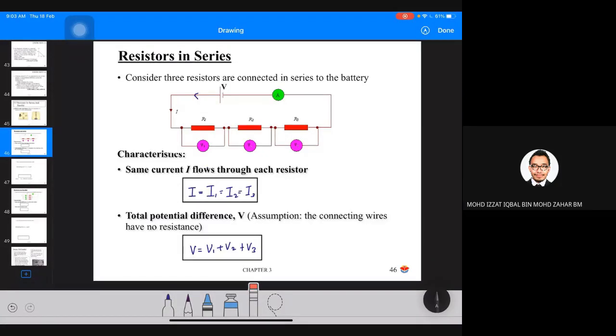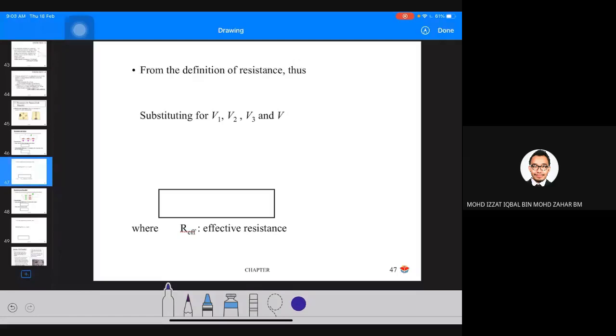So each one is represented by each symbol. If across R3, it is V3. So I substitute inside here, and because that I is equal, I can finally write that R effective is equals to R1 plus R2 plus R3. And if you have more, then just add more. Okay, that one is for resistors in series.